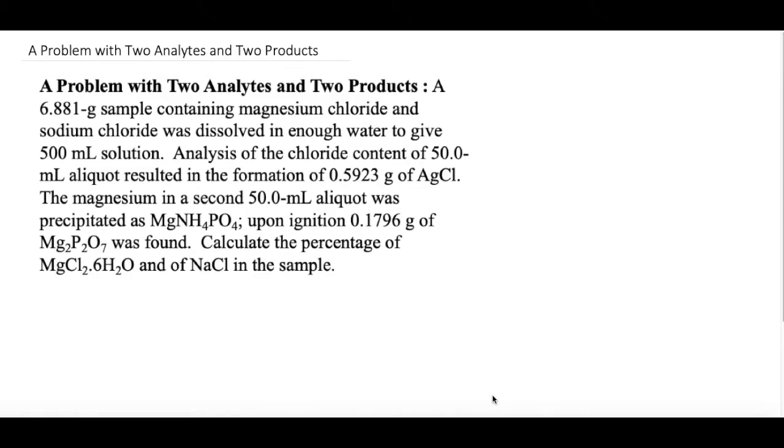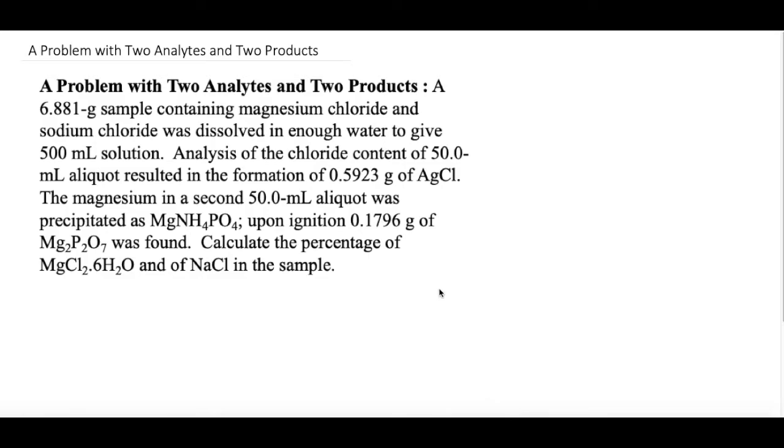Upon ignition, 0.1796 grams of magnesium pyrophosphate was found. Calculate the percentage of magnesium chloride hexahydrate and of sodium chloride in the sample.